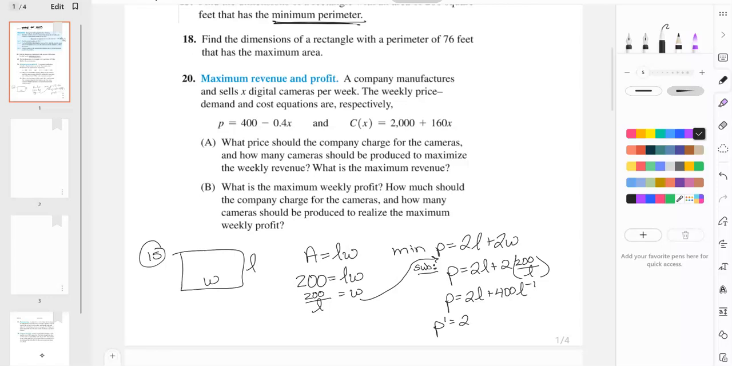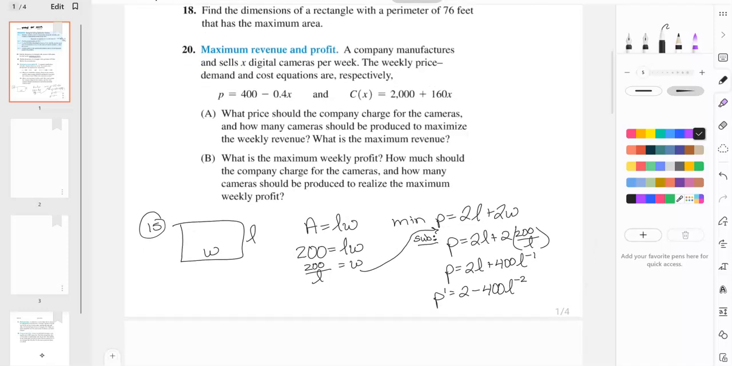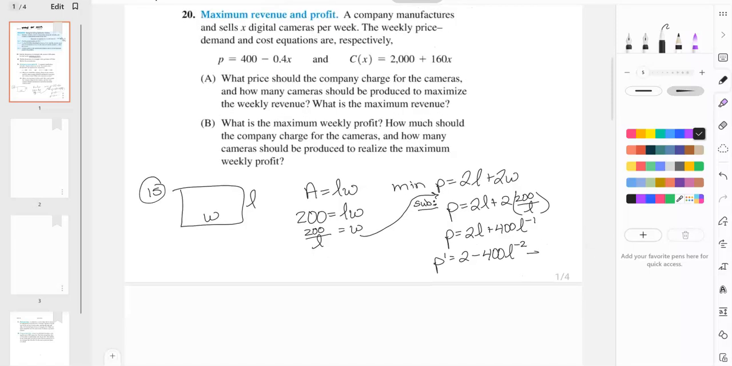The derivative of 2L is going to be 2. And if I take the derivative of 400L to the negative 1, I'm going to bring that exponent down, multiply it by the constant in front. And I'm going to subtract 1 from the exponent. So there's my derivative. Now we're going to set that derivative equal to 0. This is going to find critical numbers.